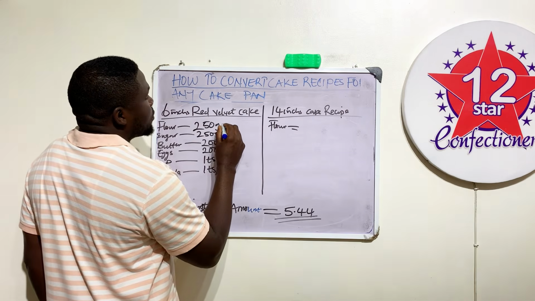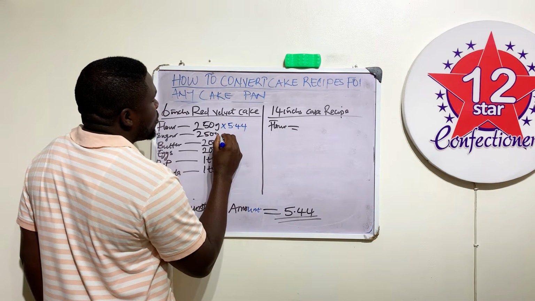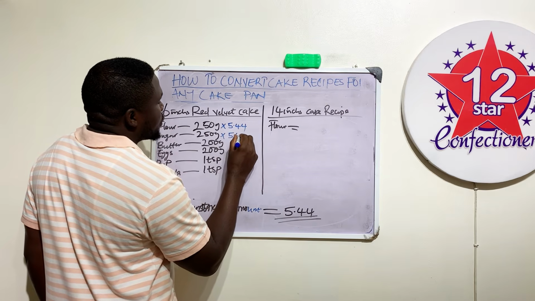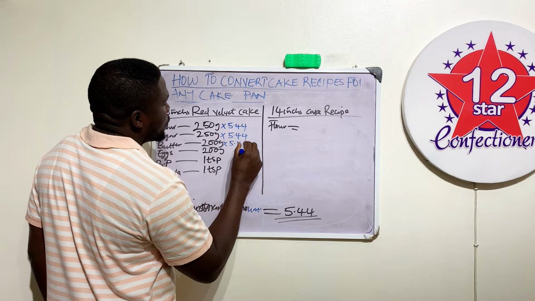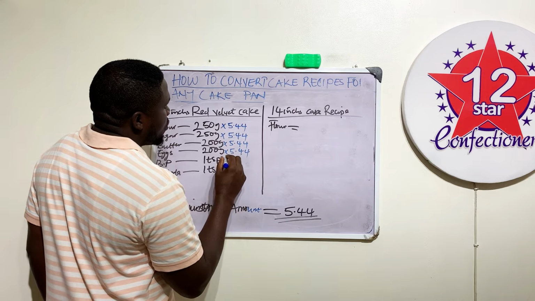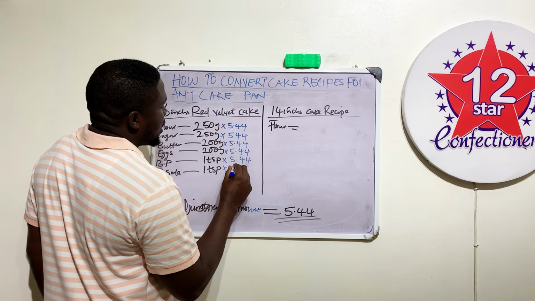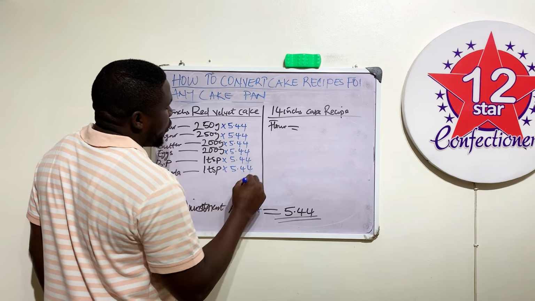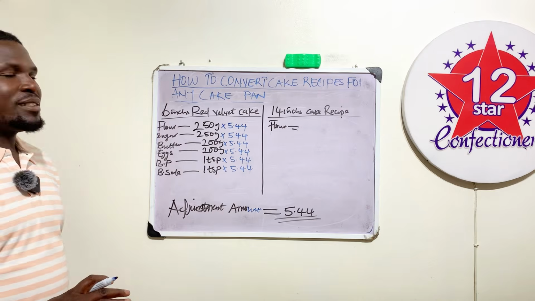We multiply by 5.44. Multiply by 5.44. Do you understand? Yes. Let me take you like primary school students. Okay. Do you understand? Yes.